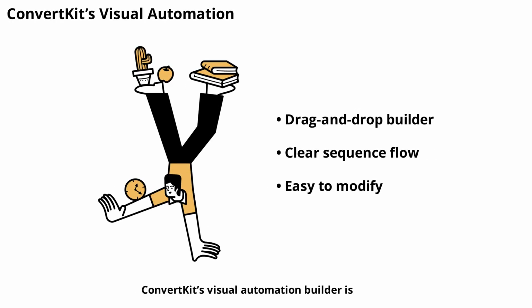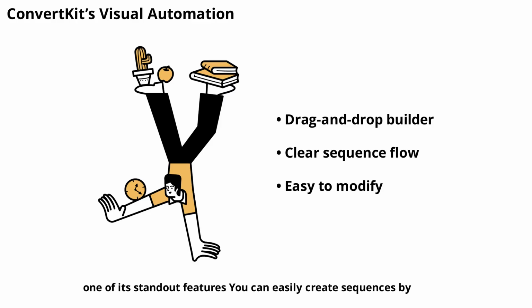ConvertKit's visual automation builder is one of its standout features. You can easily create sequences by dragging and dropping steps onto a canvas. Triggers like new signups or link clicks can start a sequence, and you can add actions such as sending emails or tagging subscribers. The visual layout helps you see the entire flow, making it easy to understand and modify. This simplicity is a big reason why so many users love ConvertKit.